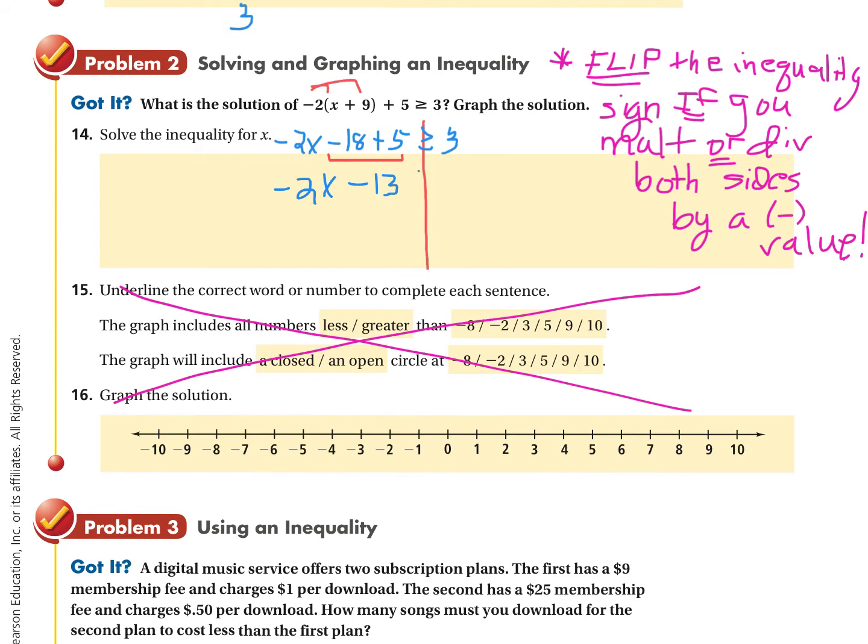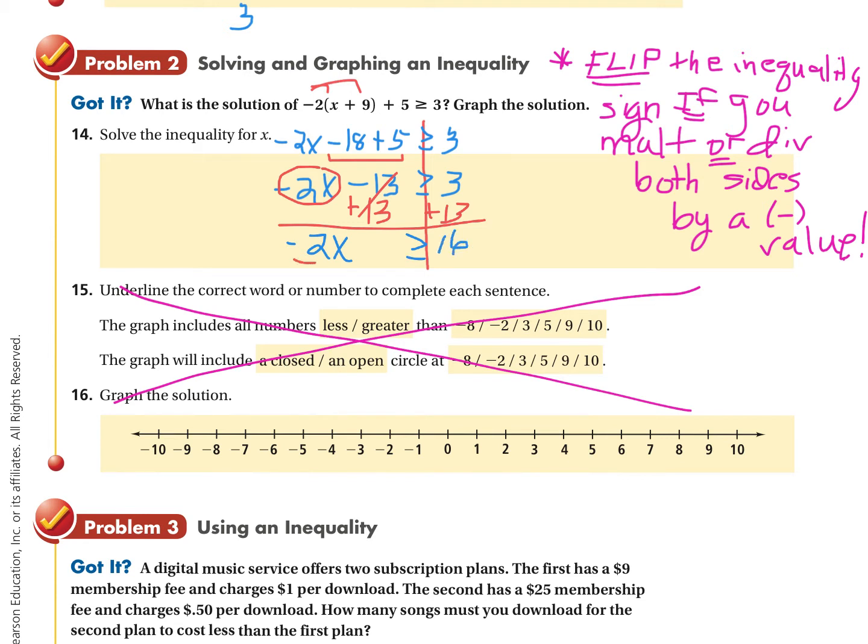And so nowhere so far have I multiplied or divided across the inequality, meaning to both sides, by a negative. Multiplying or distributing a negative 2 here doesn't count because I didn't do it to both sides. So now the star of the show is our negative 2x. So I want to add 13 to both sides. And so I get a negative 2x is greater than or equal to 3 plus 13 is 16.